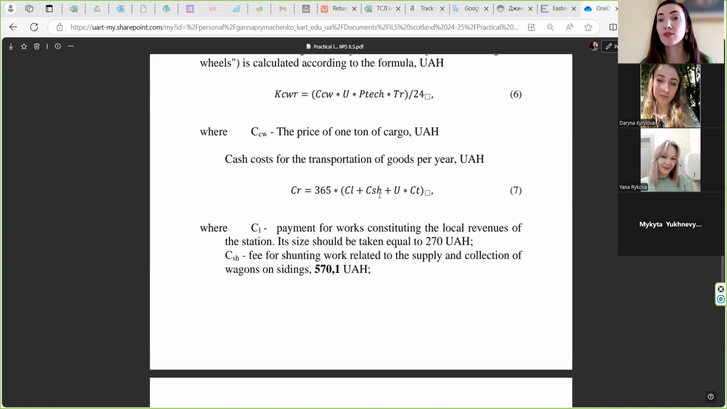It is C with index SH. It is the fee for shunting work related to the supply and collection of wagons on the siding. And for all variants, it is 570.1 hryvnias. The next parameter you can also find under formula number 7. And add the last part of our formula.